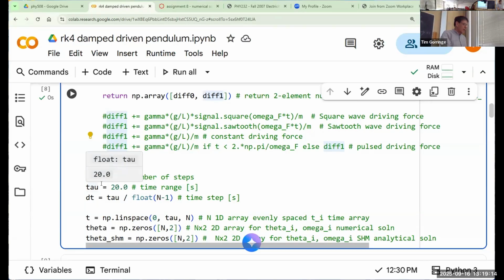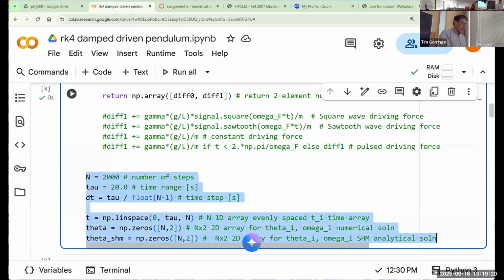Obviously, the other really important ingredient is that we're working not in continuous time, but discrete time. So I've got to define my discrete time. I chose to have 2000 steps of time. I chose the range of the time, I called it tau, to be 20 seconds. And then based on that, I calculated the time between the individual ticks. Obviously, it's going to be 10 milliseconds, hundredth of a second. So that's the dt here.